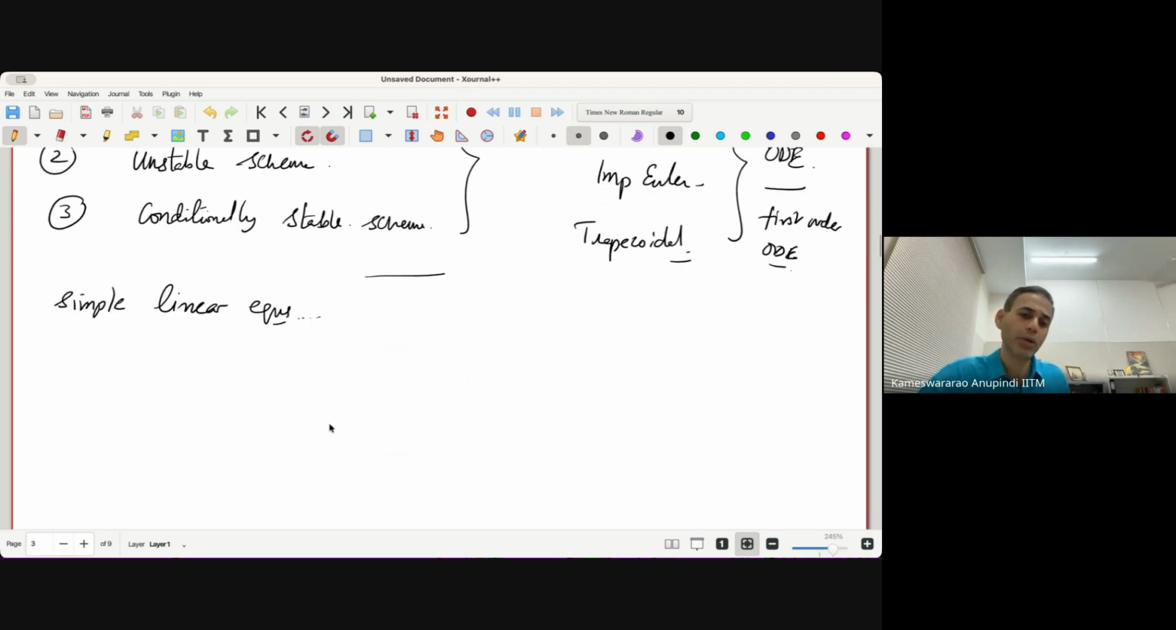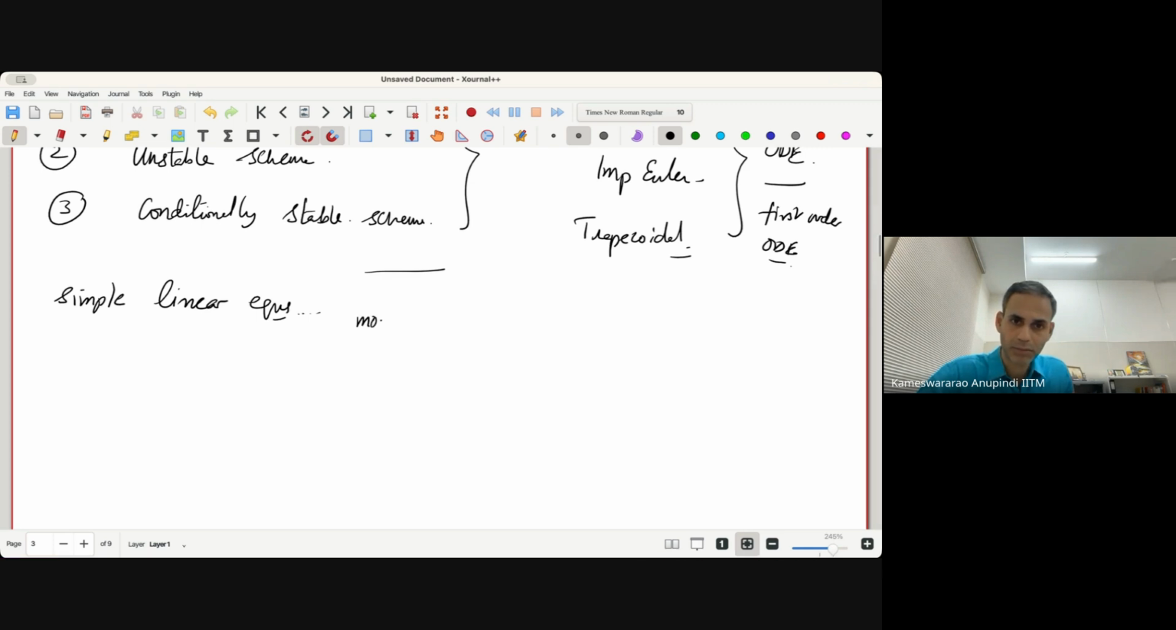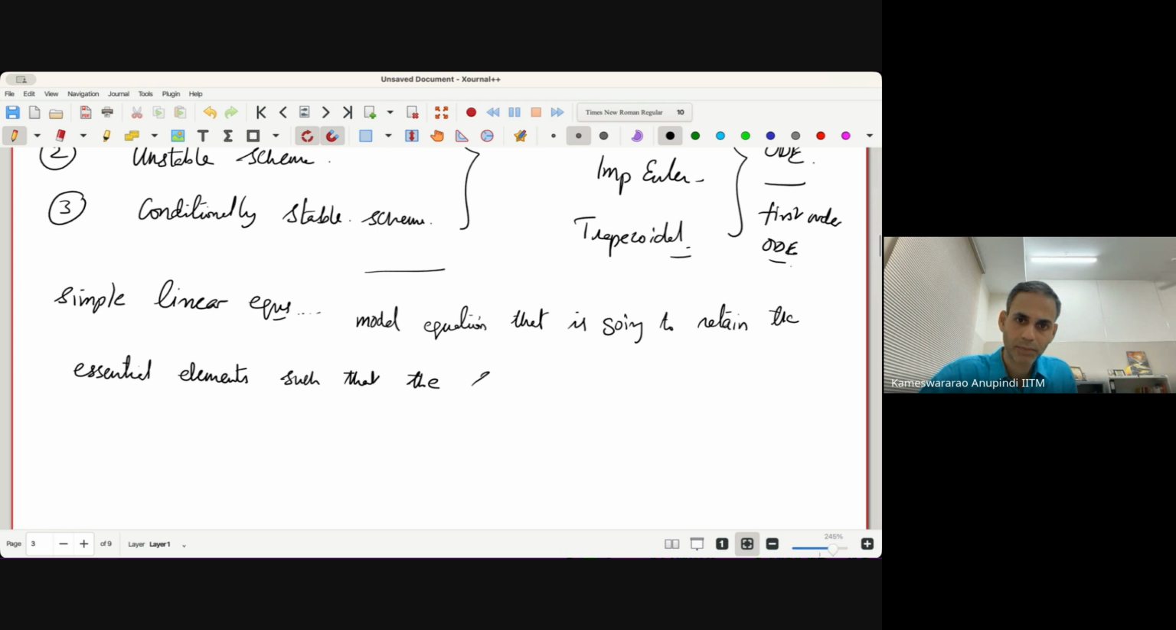Now we want to derive a model equation that is going to retain the essential elements such that the stability of the method can be identified.